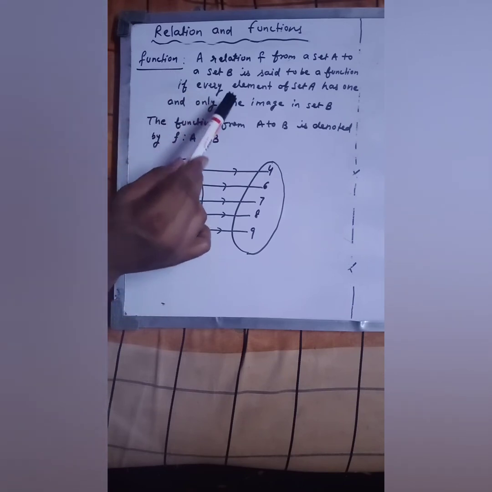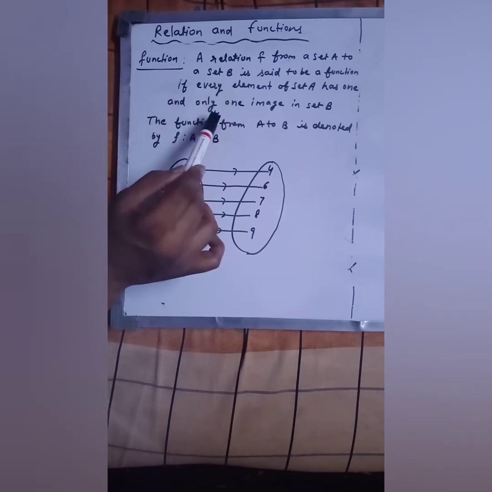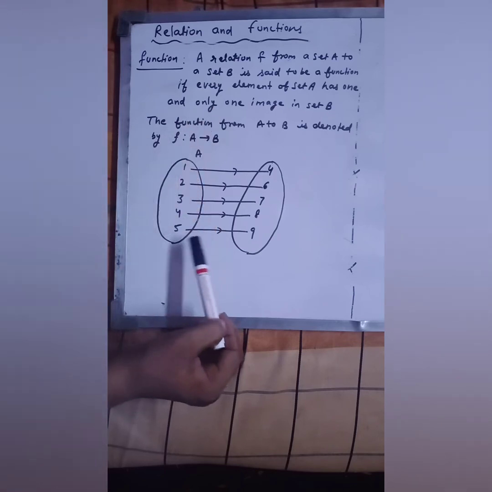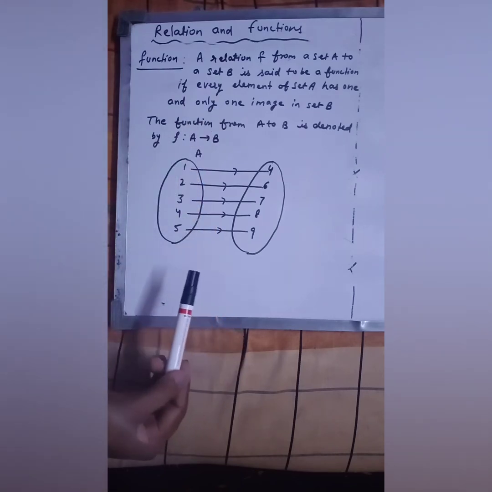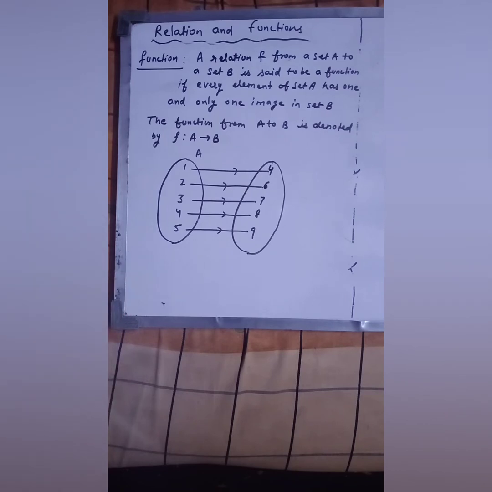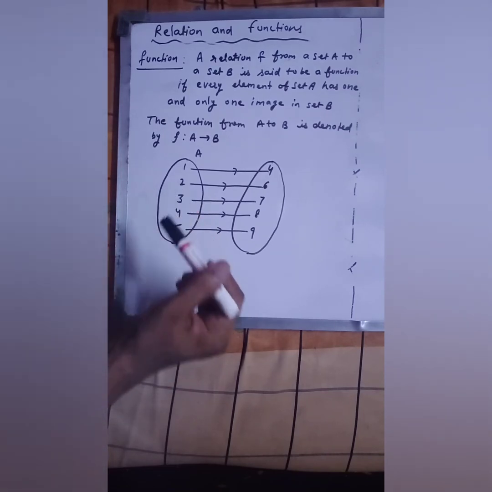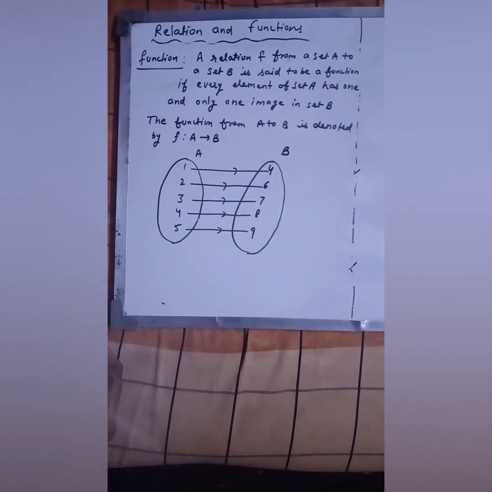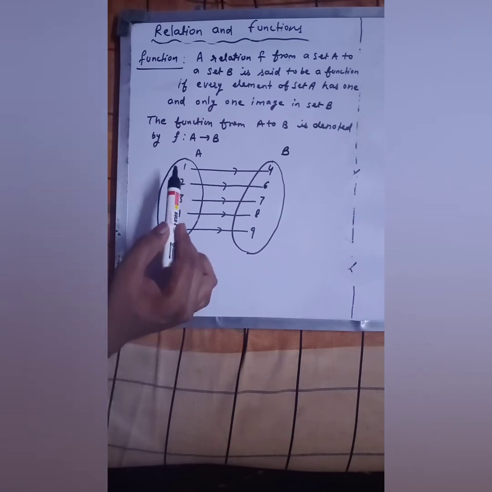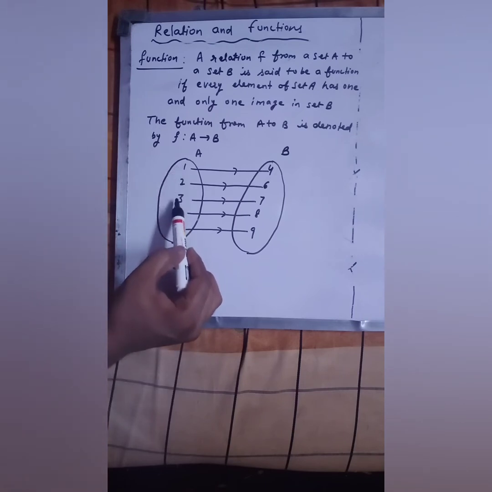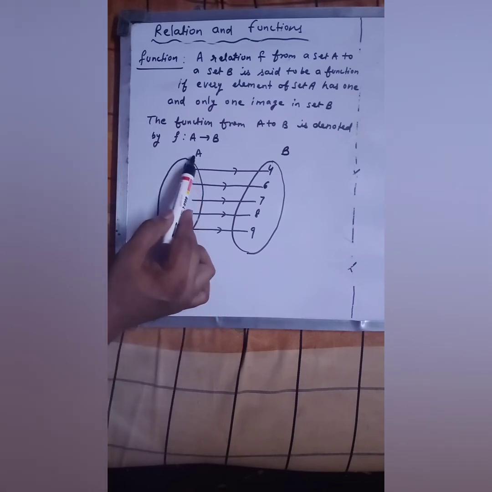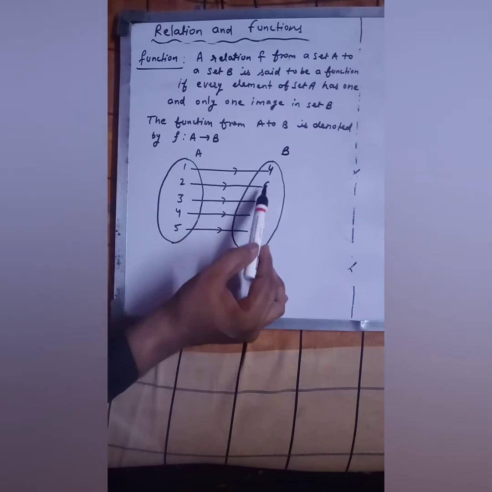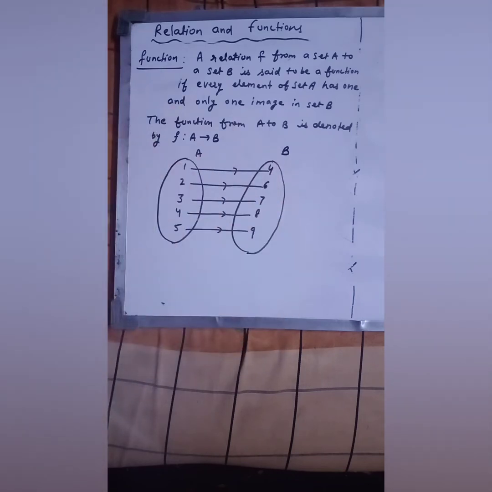First of all, I'm not going to read the definition. From this diagram I want to explain you and you will understand. Then we will read the definition. Suppose this is your set A and this is set B. Here we have elements 1, 2, 3, 4, 5 which belong to A, and here we have 4, 6, 7, 8, 9 which belong to B.